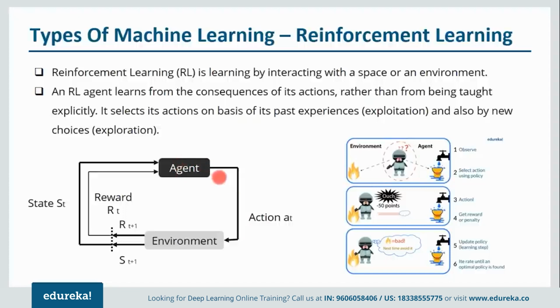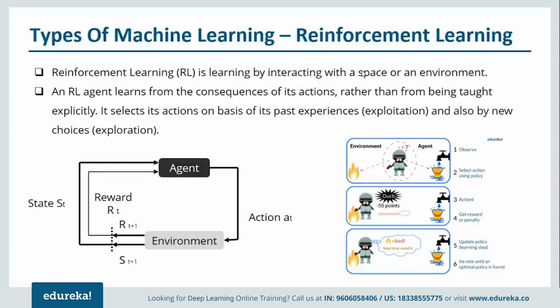Now there's a diagram in front of your screen. So what happens is you have an agent, all right, and that agent performs some action. On the basis of that action, it'll be exposed to some sort of an environment. Now if that action is correct, then it'll be rewarded. But if it is not, then it'll change its choice and it'll again perform some action. So this process will keep on repeating. So this is how reinforcement learning works.